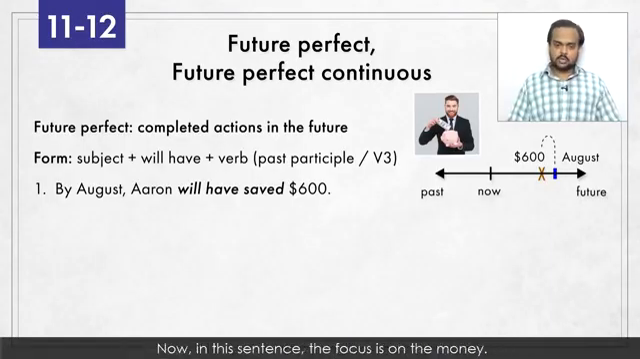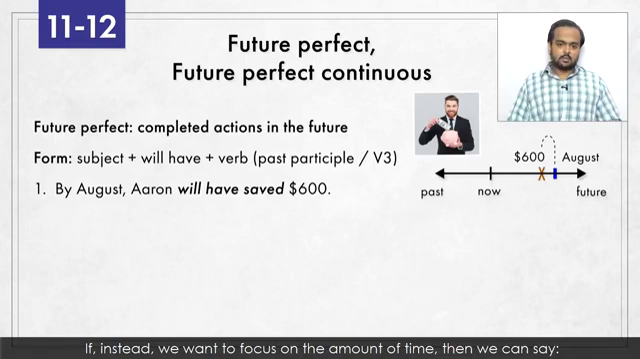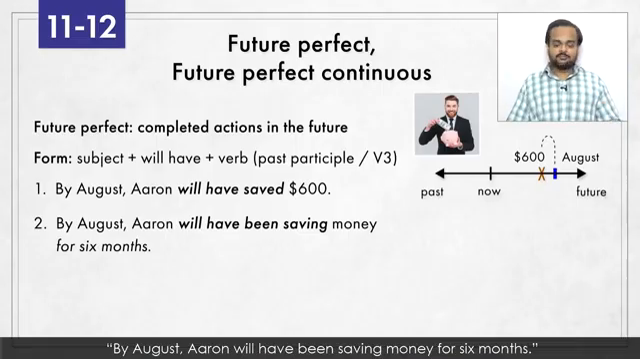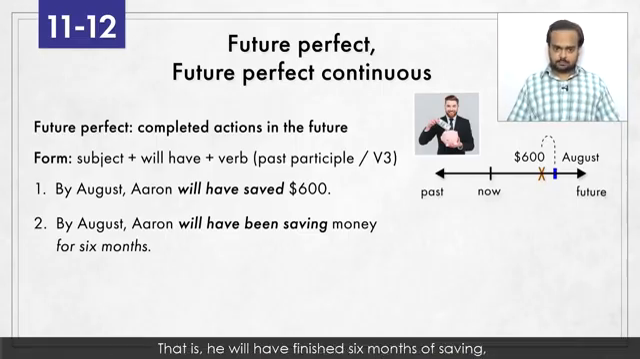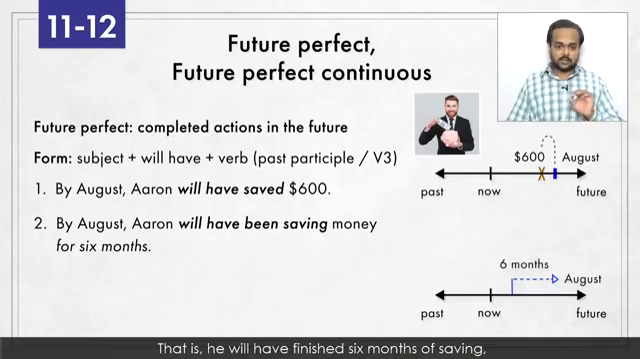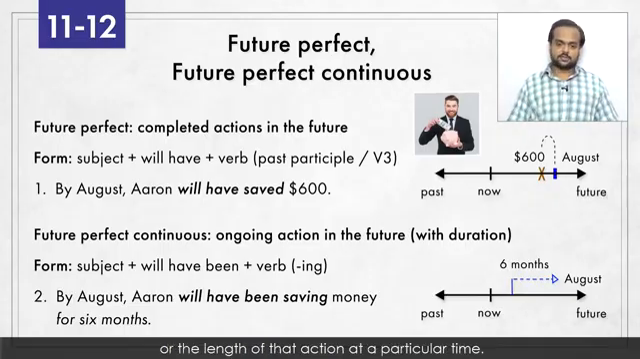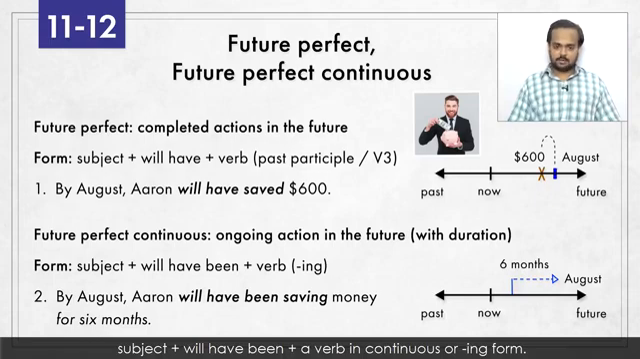Now in this sentence, the focus is on the money. If instead we want to focus on the amount of time, then we can say, "By August, Aaron will have been saving money for 6 months." That is, he will have finished 6 months of saving and he will continue saving money. This is the future perfect continuous tense. We use it to talk about an ongoing action, an action that will be in progress in the future, and to also mention the duration or the length of that action at a particular time. We make this tense with a subject plus will have been plus a verb in continuous or -ing form.